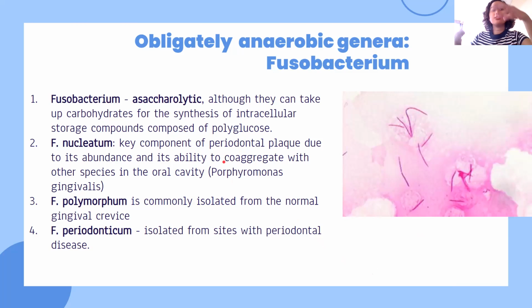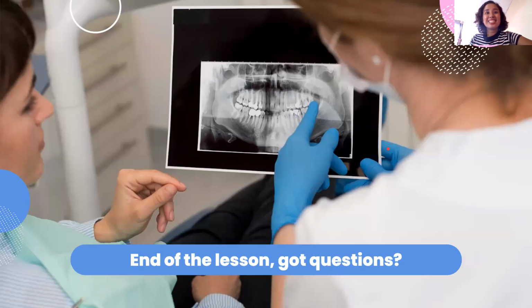It could coaggregate. It could form a community with your Porphyromonas gingivalis. Polymorphum is isolated from the normal gingival crevice, and periodonticum is isolated from periodontal disease. This is rod-shaped, bacilli. So that's the end of our oral microbiology. Study well, guys. Bye-bye.